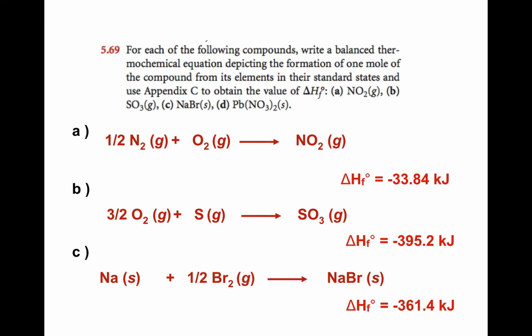1 mole of sodium reacting with half a mole of bromine is going to make 1 mole of sodium bromide. Again, the elements are defined as having no heats of formation. So when I react them together, the heat change represents the heat change in the formation of the compound. And this is where I get heats of formation. They're measured.